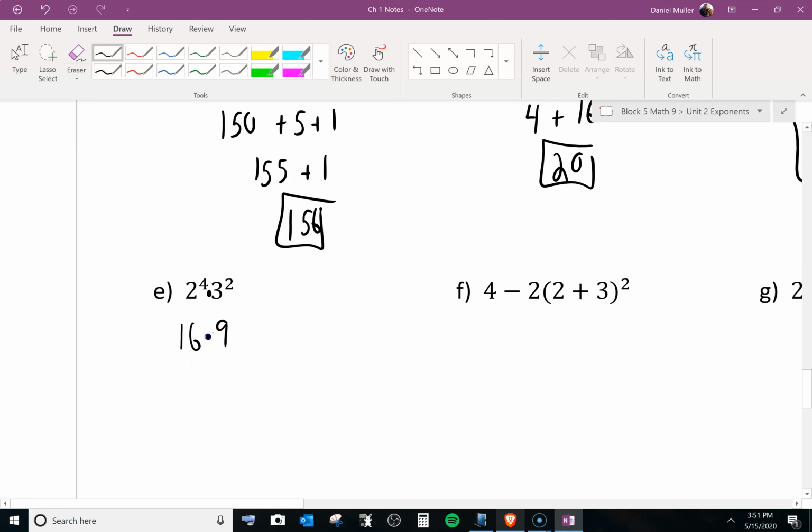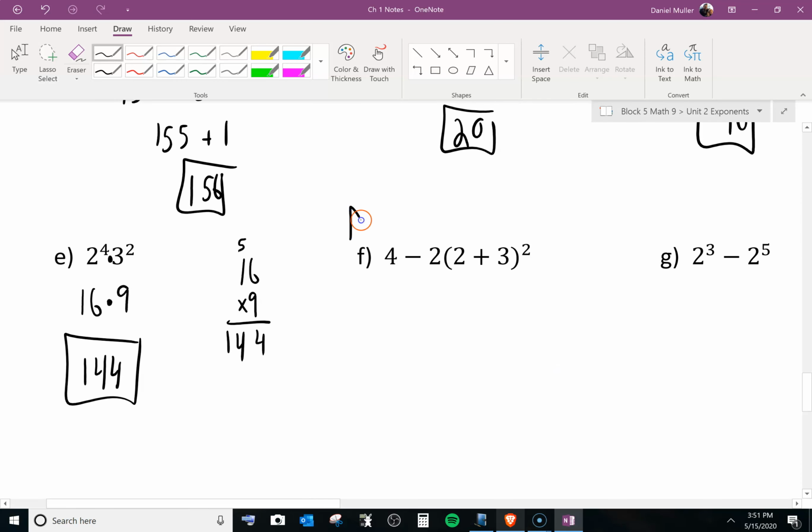It's 16 times 9. Now, I actually don't know what that is, so I'm going to write that vertically. 6 times 9, 9 times 6 is 54. 9 times 1, 9, 10, 11, 12, 13, 14. So it's 144. So there's no brackets, there's no adding, no subtracting. It's just exponents followed by a multiplication.